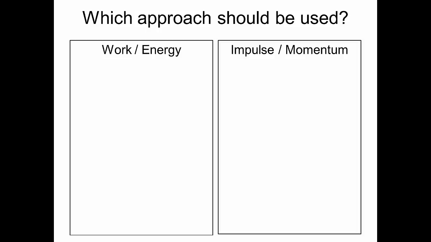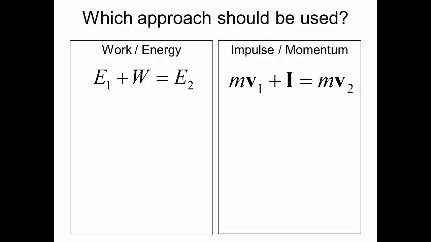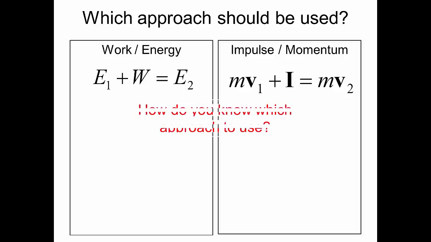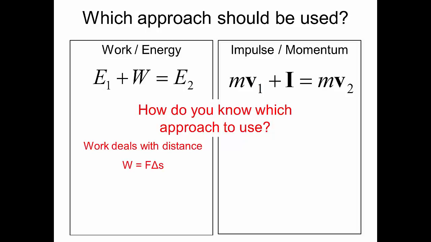Should we use work and energy or impulse and momentum? Well, we know that energy deals with an initial energy state, plus or minus work, equals a final energy state. And impulse and momentum is initial momentum plus an impulse equals final momentum. So how do we know which approach we should use? Well, work in our energy equation deals with distance. Work is equal to a force times a change in position. Impulse, on the other hand, deals with time. Impulse is a force vector times a change in time.